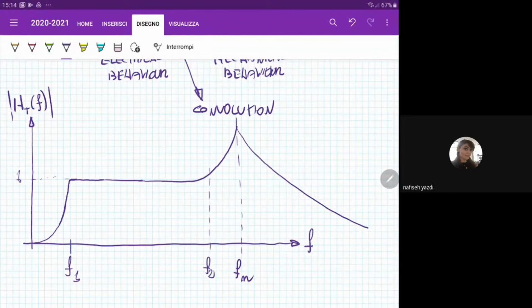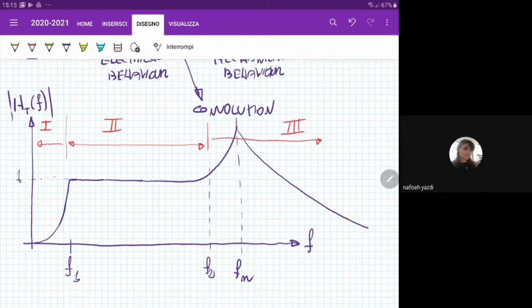So as we can see, we have 3 operating regions. The first one is below F1. The second one is between F1 and F2. And the third region is a frequency higher than F2. Okay, let's talk about the second region, the region between F1 and F2.